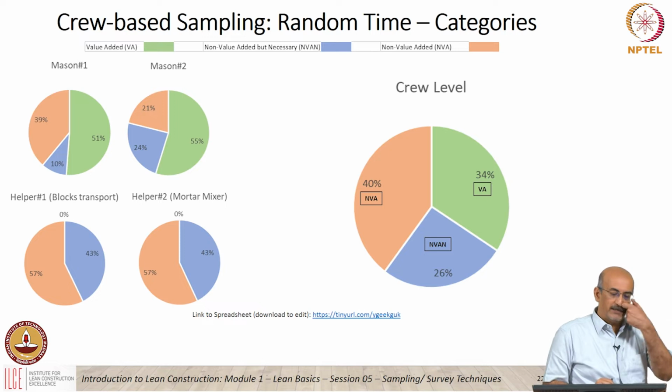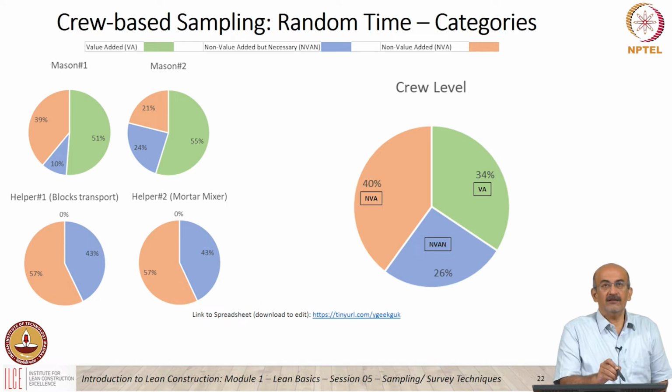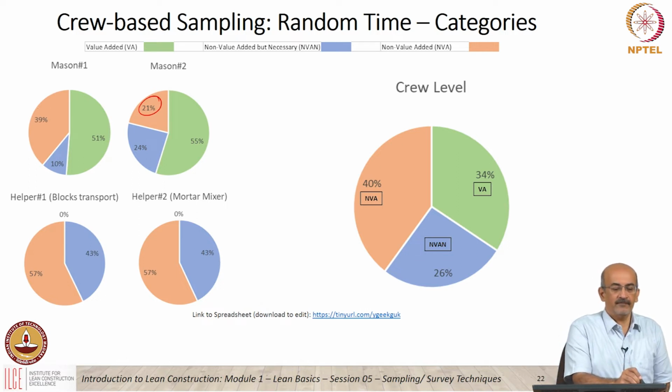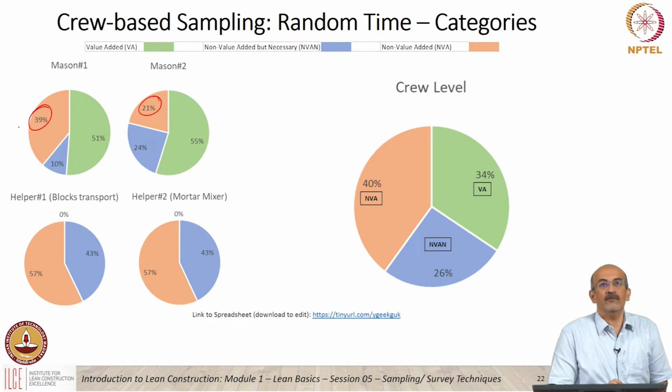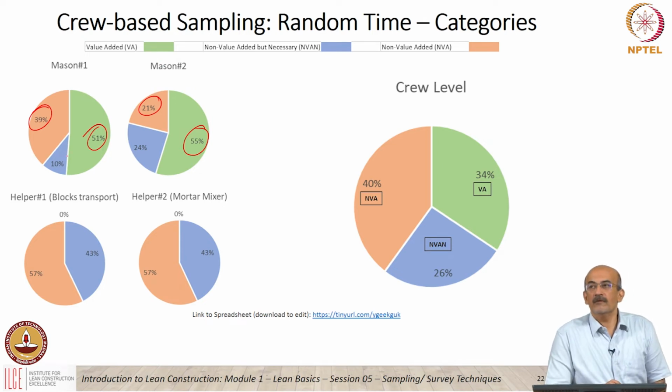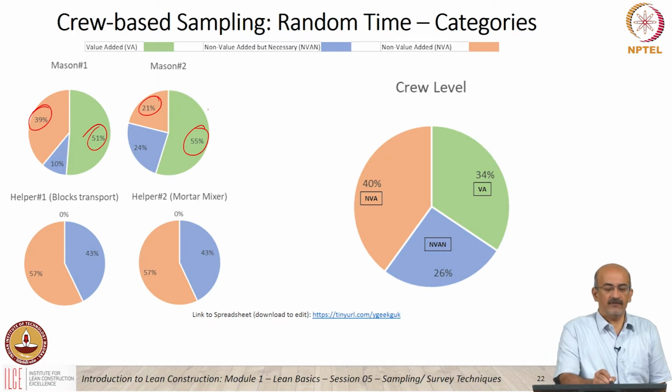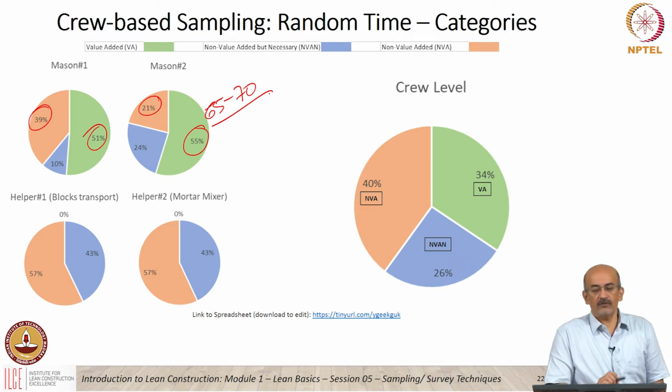Now when we look at this, this is the distribution we get. You can see that as far as the masonry crew are concerned, this is the level of non value added, and a reasonable amount of value added. What do you think is the maximum amount of value added you could get? What would be a target? 60 to 65. Yeah, 60 to 65, if you get 65 to 70, it is very good, you can't get more than that. So there is room for improvement.